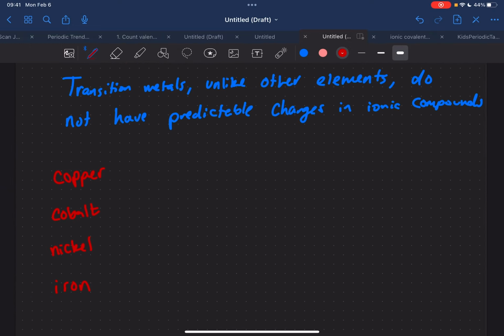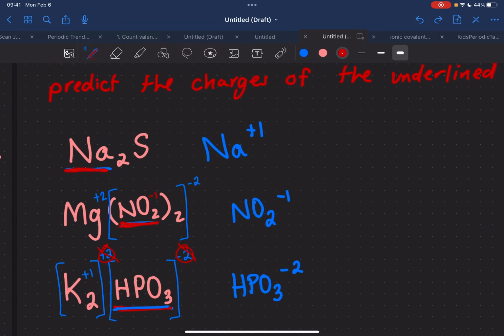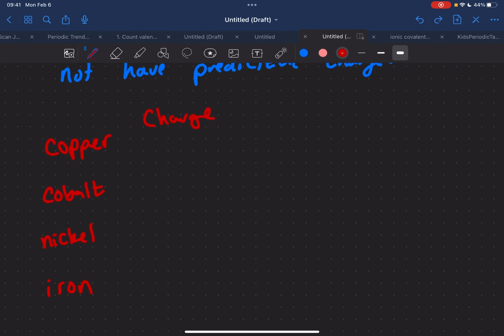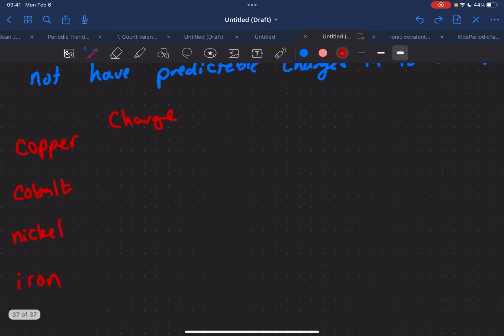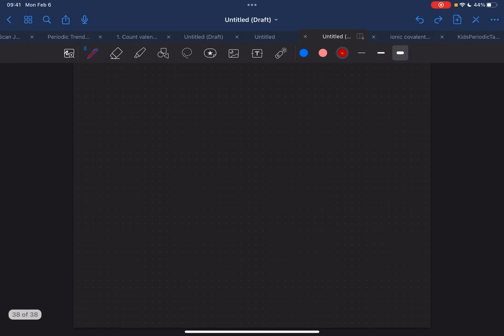And the way we're going to do this, we're going to have a column here, so call it charge. And then we're going to look at some ionic compounds that include copper, some that include cobalt, nickel, and iron. And we're going to use that same kind of process that we were doing in the warm-up to figure out what the charges are for copper ions, cobalt ions, and so on. Okay, so let's jump right in. Let's do an example here. We're going to be coming back to that table again and again.